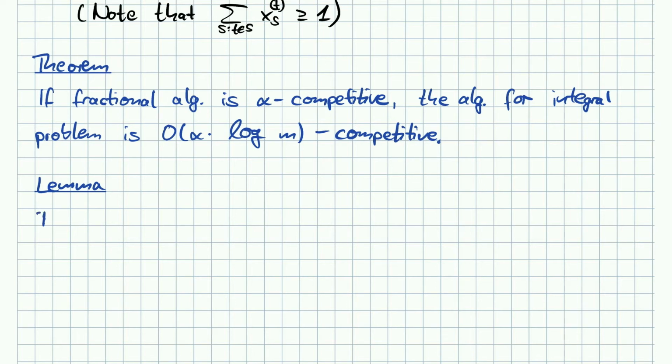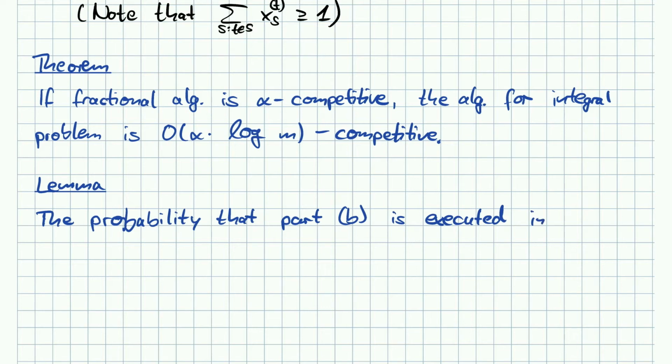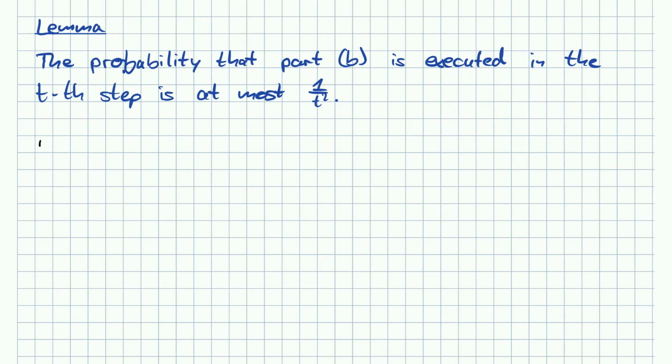We will show that the probability that part B is executed in the t-th step is at most 1 over t squared. How do we prove such a thing?